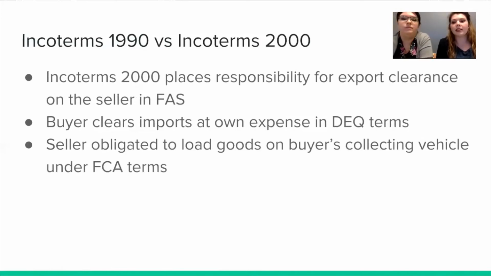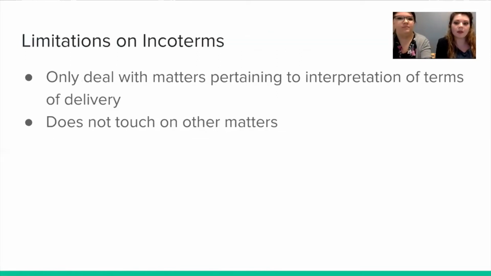So Incoterms 1990 versus Incoterms 2000. The Incoterms 2000 places the responsibility for export clearance on the seller in FAS and requires the buyer to clear imports at its own expense in DEQ terms. And it obligates sellers to load the goods on the buyer's collecting vehicle under FCA terms, and the Incoterms 1990 does not.